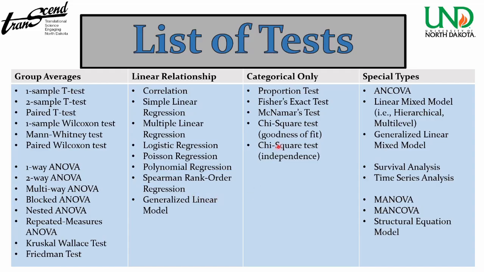Under categorical, we have things like proportion test, Fisher's test, McNemar's test, and a couple different chi-square tests. And under special types, broadly speaking, we have things like ANCOVA, linear mixed models, also known as hierarchical multi-level models, and then the generalized linear mixed model, the most flexible. We have more time data, survival analysis and time series analysis, and analyses that have multiple Y variables, like MANOVA, MANCOVA, or SEM, structural equation models.